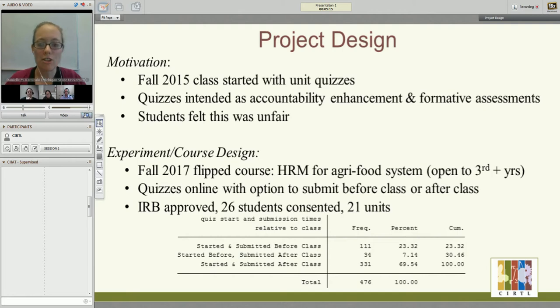I wanted to see how grades would be impacted by these decisions that students were making, and I had 3 objectives. The first was to see the quiz grades themselves.